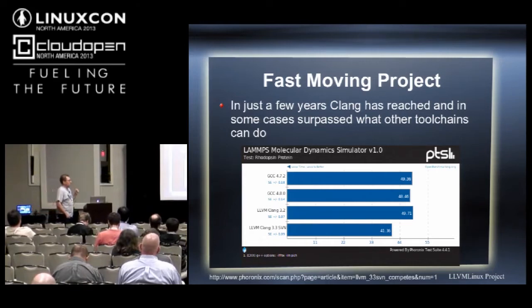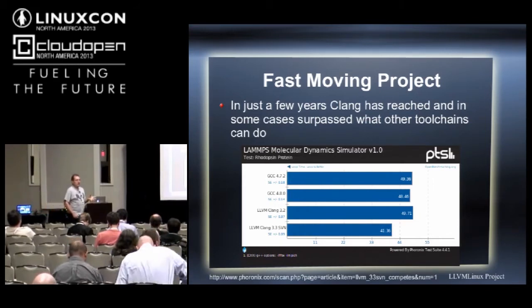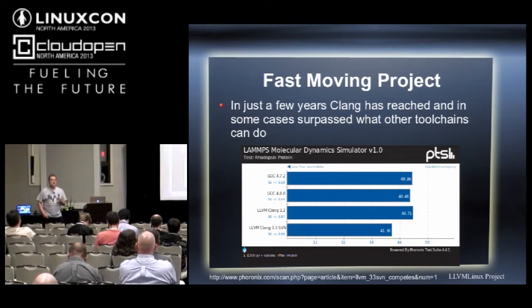One of the things about LLVM that's really exciting is it's actually a pretty young compiler. LLVM has only been around for about 10 years. Clang has only been around for just over half of that. And in fact, in a very few years, it's actually caught up to what GCC can do to a large degree, right? It's faster. In many ways, it's as standards compliant or more standards compliant. And performance-wise, it's actually getting pretty close to what's possible.